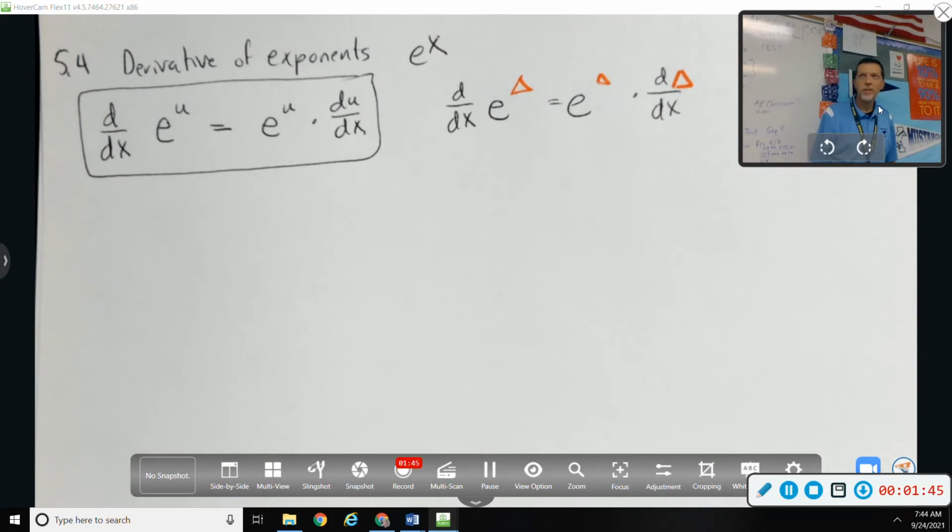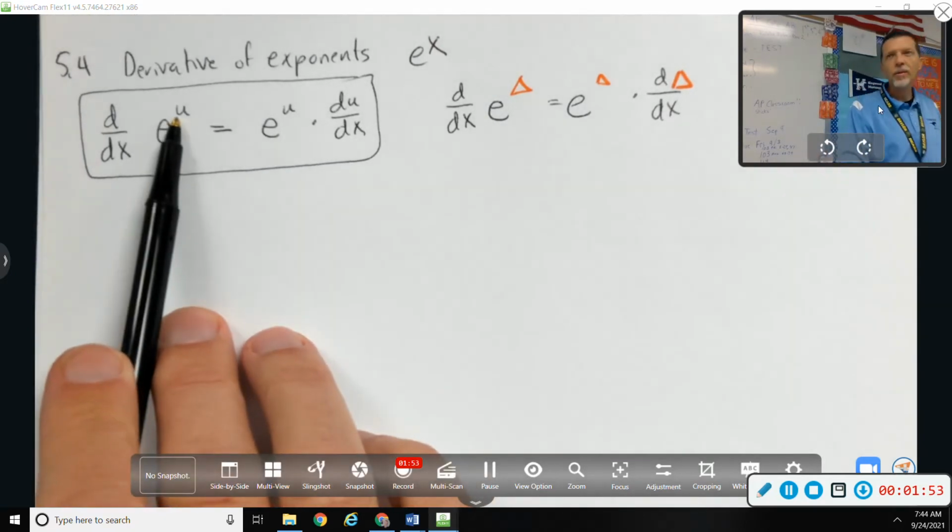So in some ways, this is like the easiest new rule that we'll learn. Like, it's just the same thing and then chain rule. So the big deal for this was what u is. That's how we make these problems complicated.